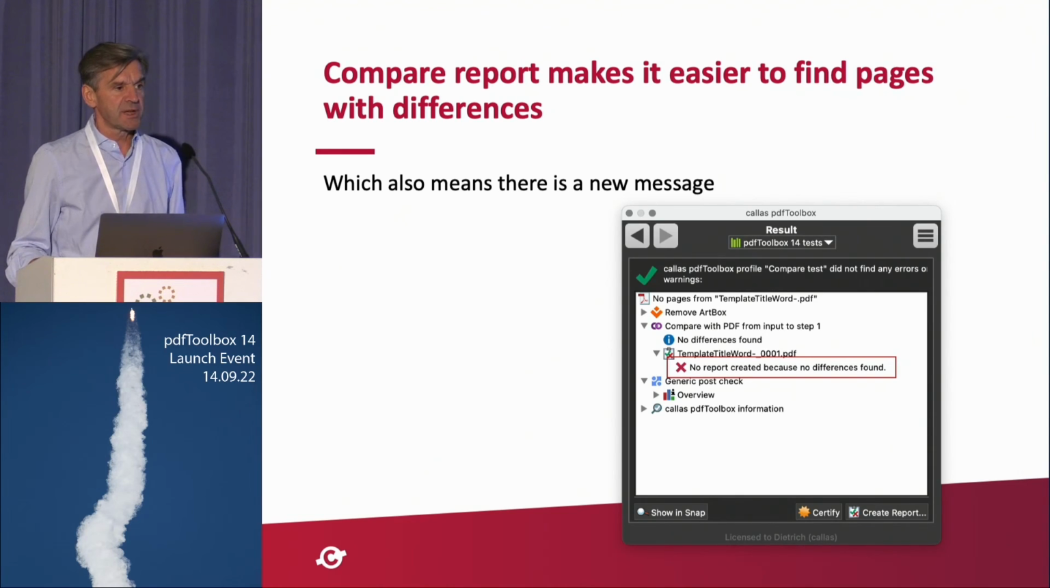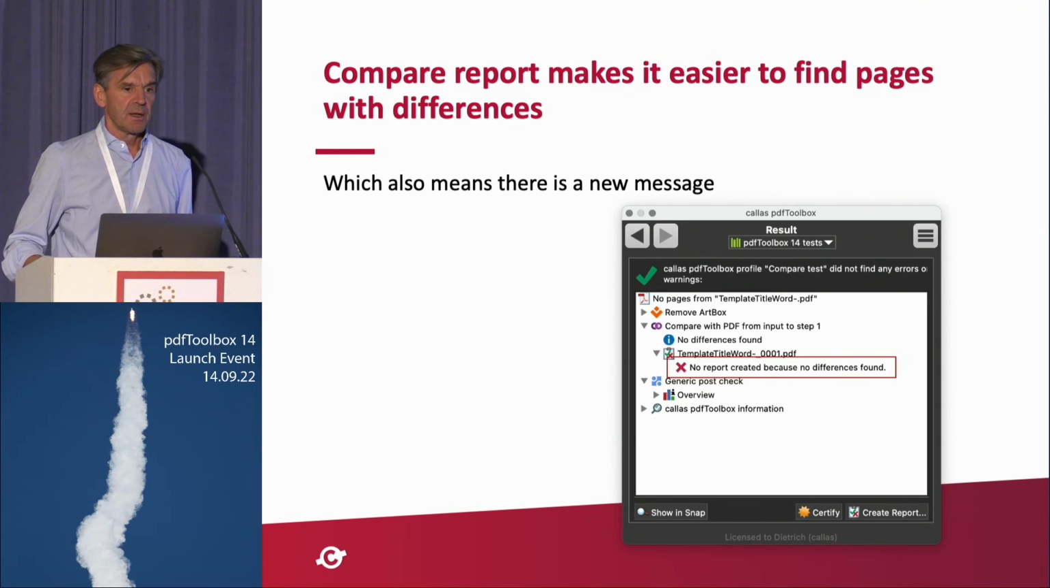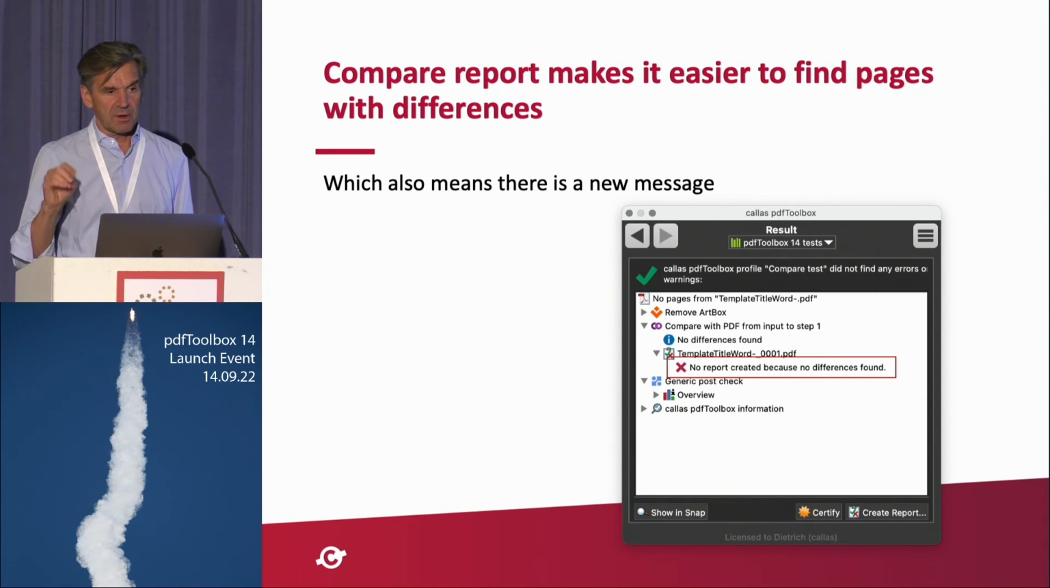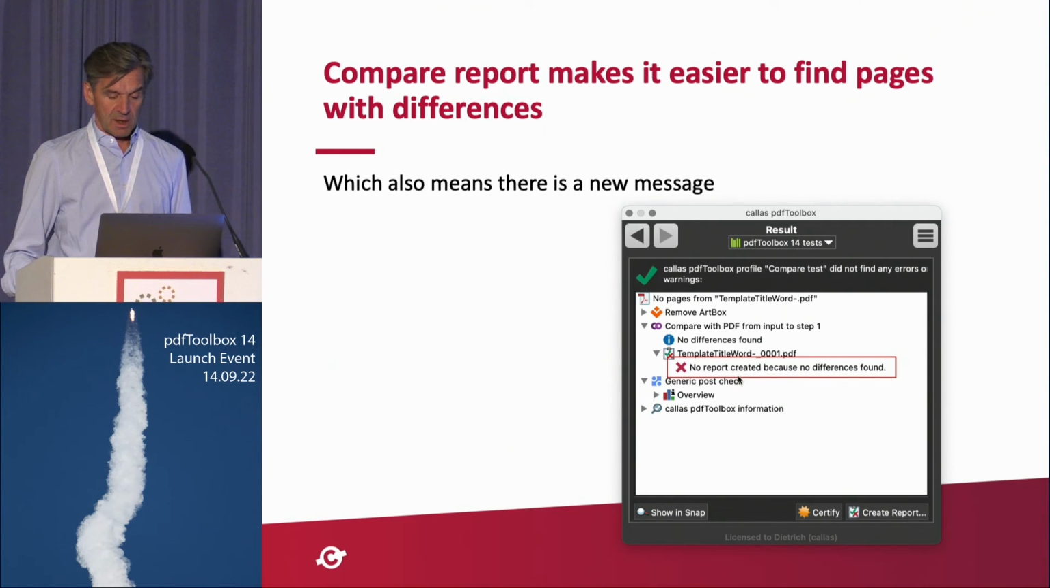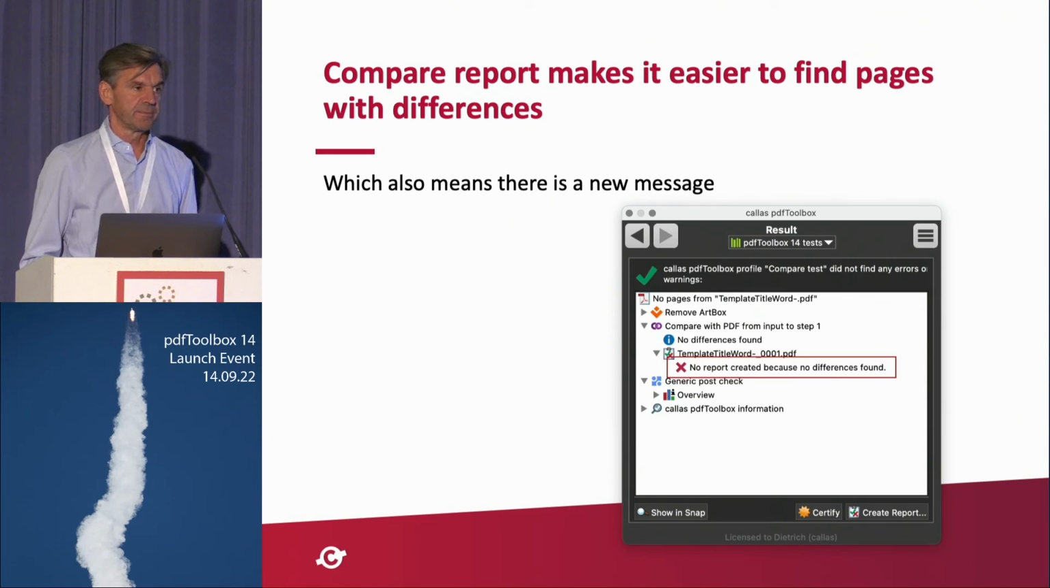The one page would tell you, I'm representing page 111 of the original and of the comparison file, and here is the difference. So the report is immediately reduced to those pages that actually have differences. If there aren't any differences, no report will be generated. Instead, you would see a message like the one that you can see here.